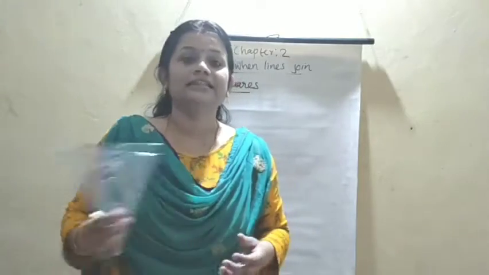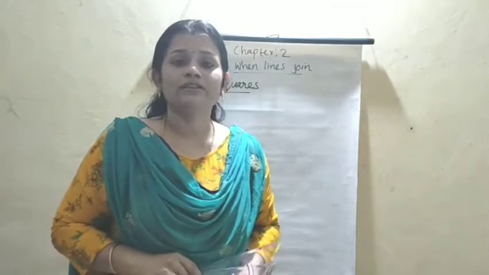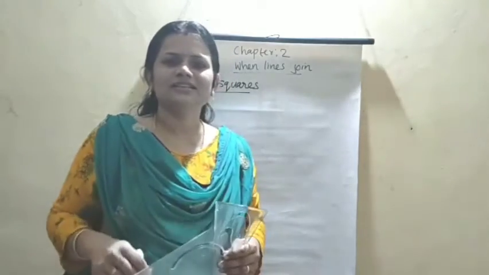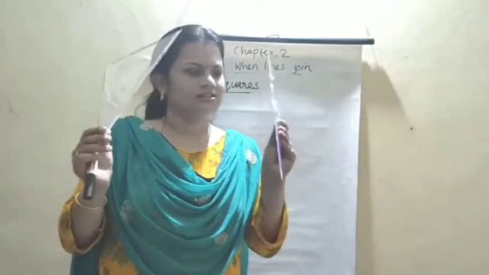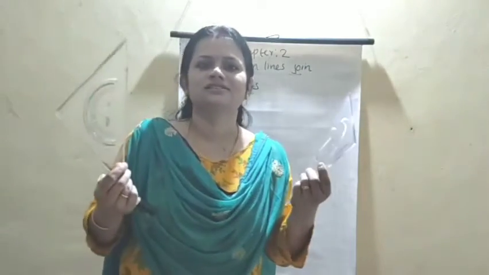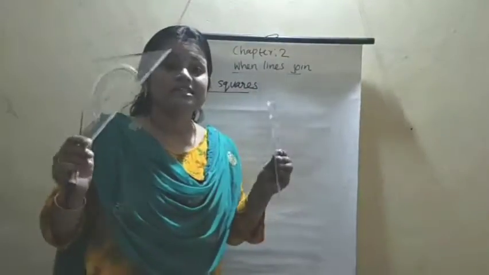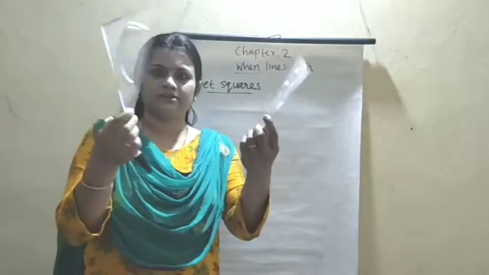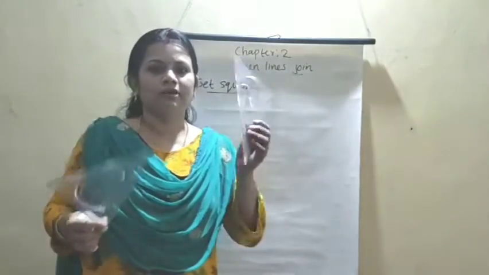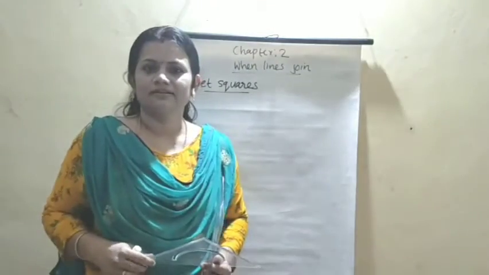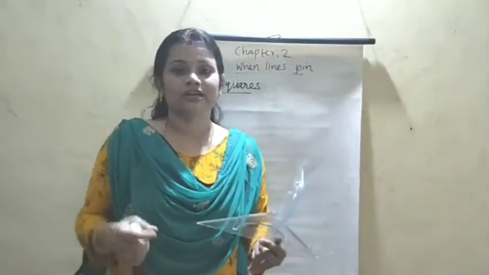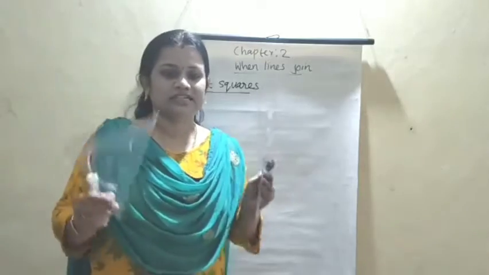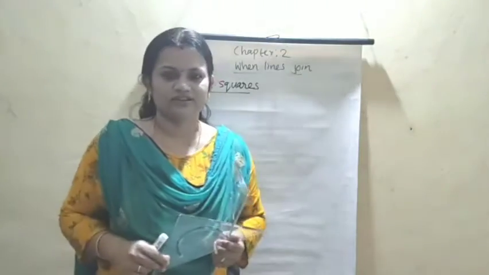Now we are going to study the set squares. All of you have a geometry box. Did you see this? These are 2 devices. What is this? This is the set square. There are 2 types of set square here, one small and one big. Open your geometry box and take those 2 devices, the set squares.